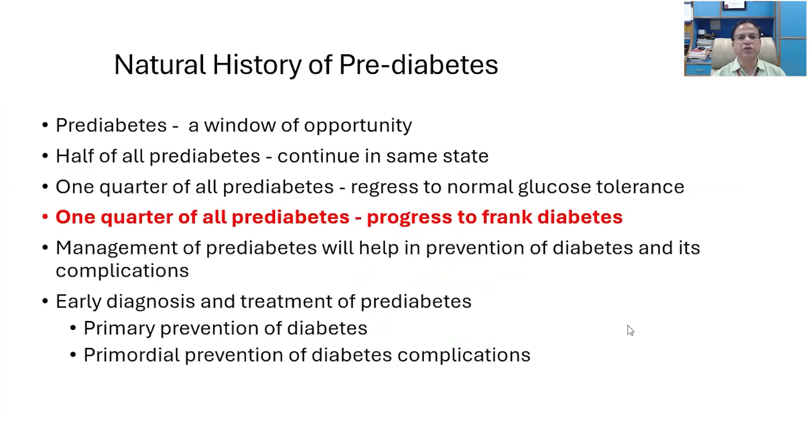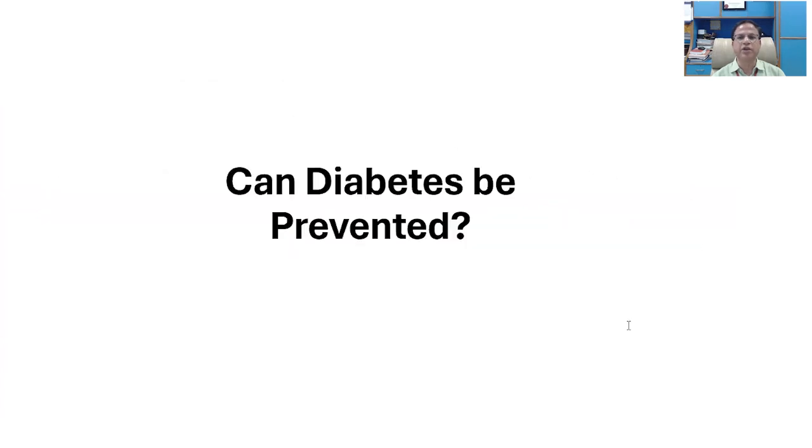So this is the window of opportunity which we can use, and we can prevent this conversion from pre-diabetes to diabetes. Although management of pre-diabetes is more or less similar to the management of diabetes, drugs are not required. It can be used for primary prevention of diabetes or primordial prevention of diabetes complications. Primordial prevention means the genesis can be stopped altogether if we can prevent the conversion of pre-diabetes to diabetes.